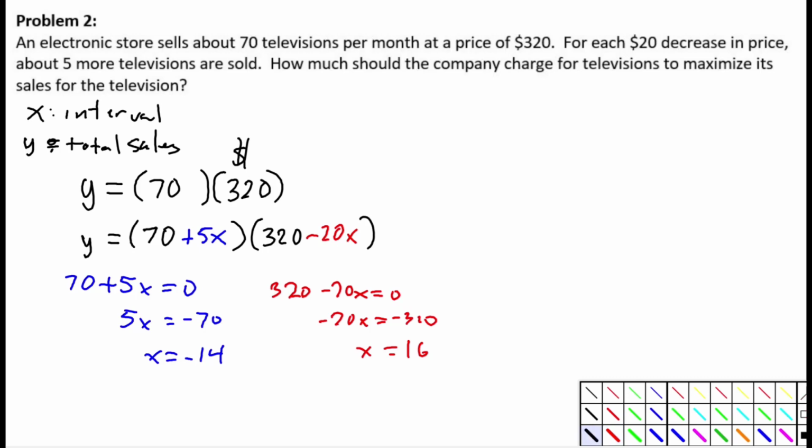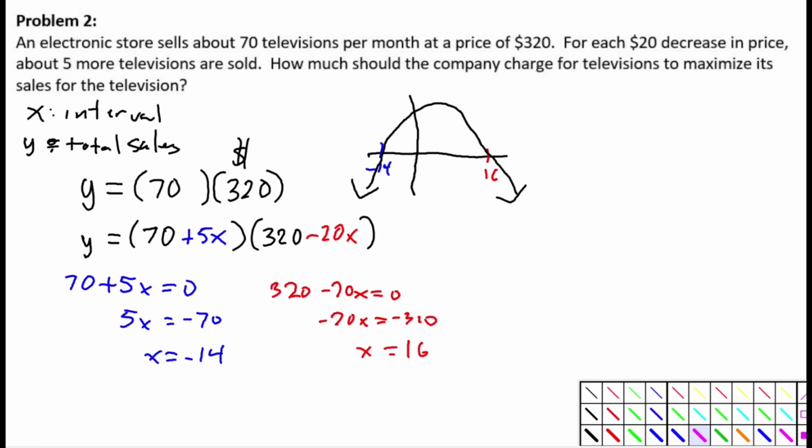So what does this graph look like? If I had a graph, there's my graph. I am going to have one of my roots be at negative 14. And you notice I'm not doing a really neat graph, I'm just sketching it out. And my other one will be at positive 16. So the quadratic will go through these roots and look like this, something like that.